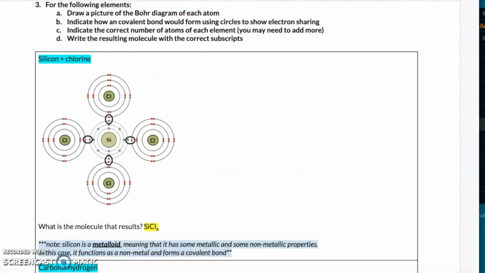Scrolling on down to number 3 in this worksheet. Number 3 says to draw a picture of the Bohr diagram of each atom. Then indicate using circles where the covalent bonding is going to occur. Include the correct number of atoms so that everyone's full and happy, and then write the molecular formula. I'm going to talk you through this example right here: silicon and chlorine. Okay, so the first thing I need to do is draw my Bohr models for a silicon atom and a chlorine atom.